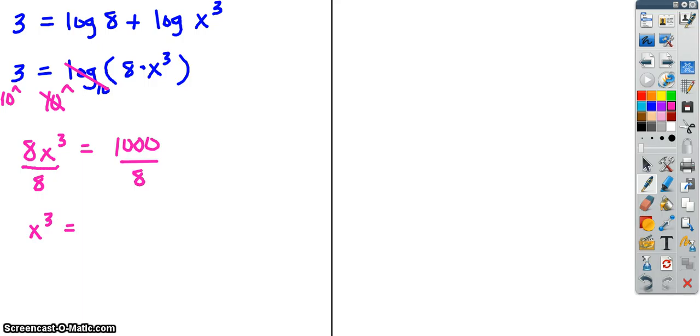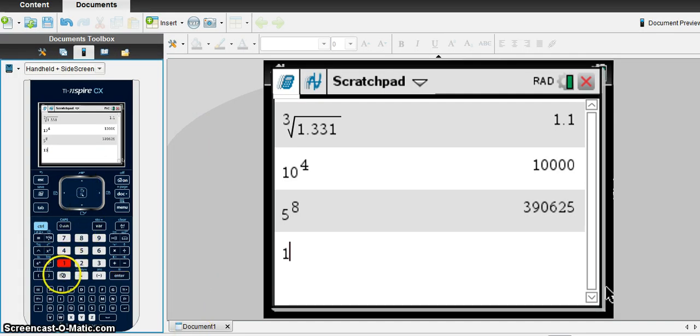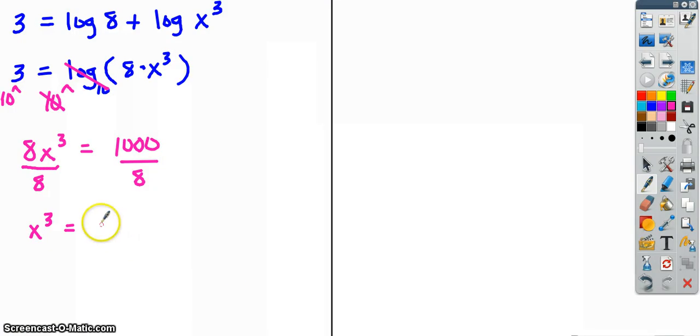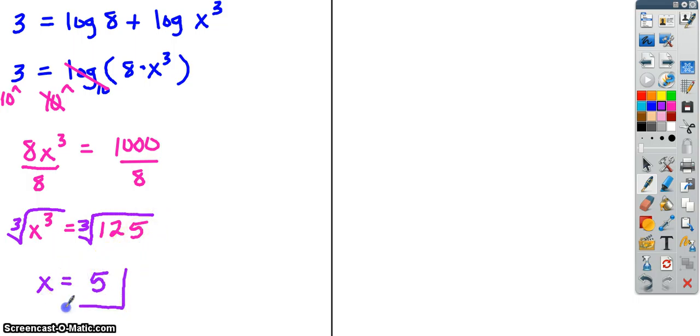X cubed equals, all right, let's bring our calculator in here to help us out. 1,000 divided by 8 leaves me with 125. And then to solve from here, we need to cube root. 125 is one of the ones we should know off the top of our head. The cube root of 125 is 5, since 5 to the third power equals 125.